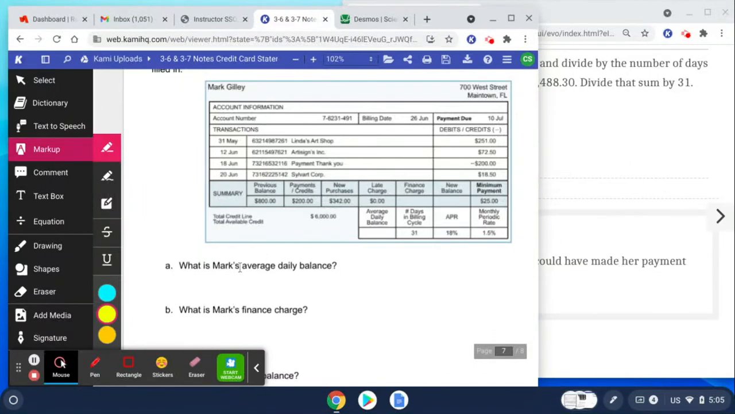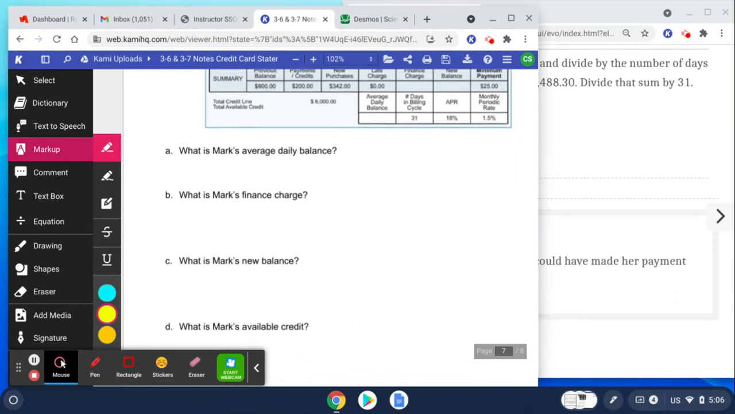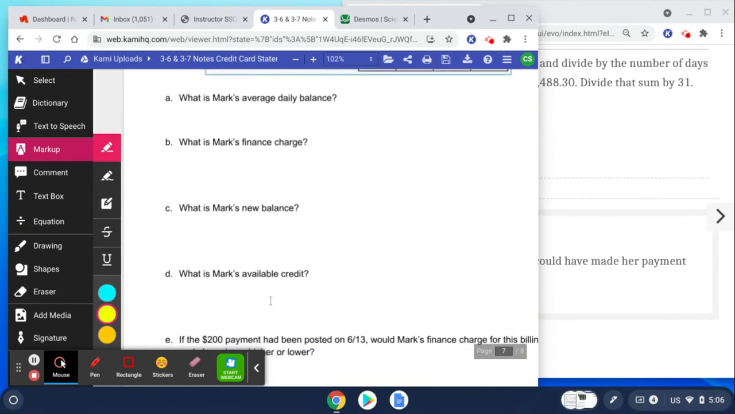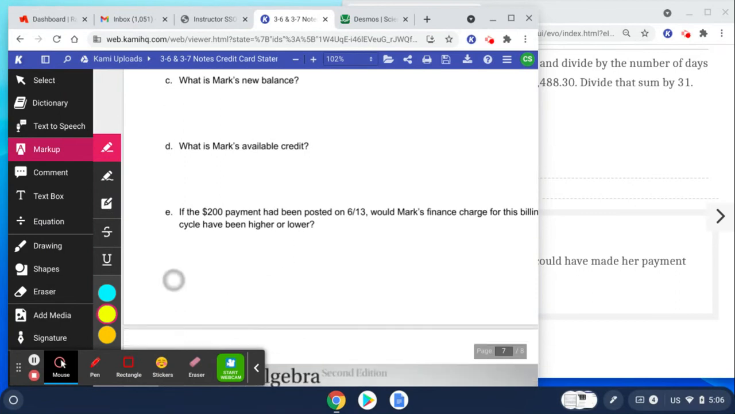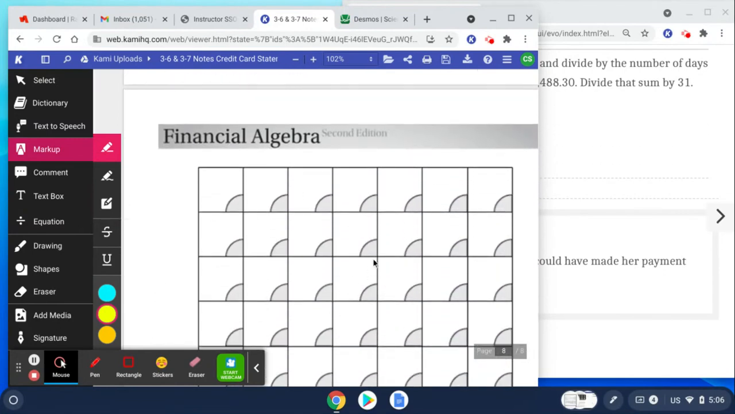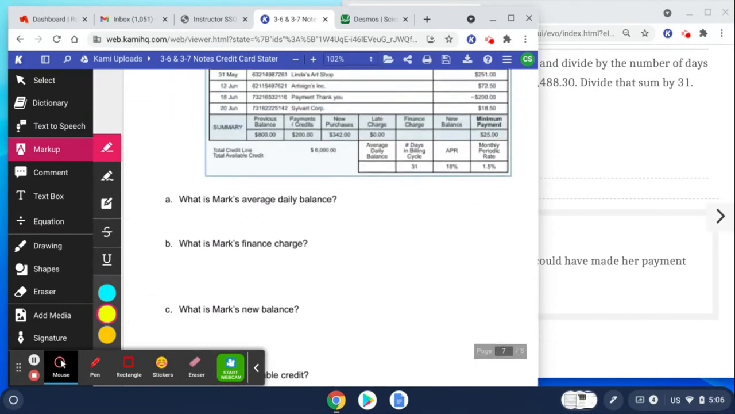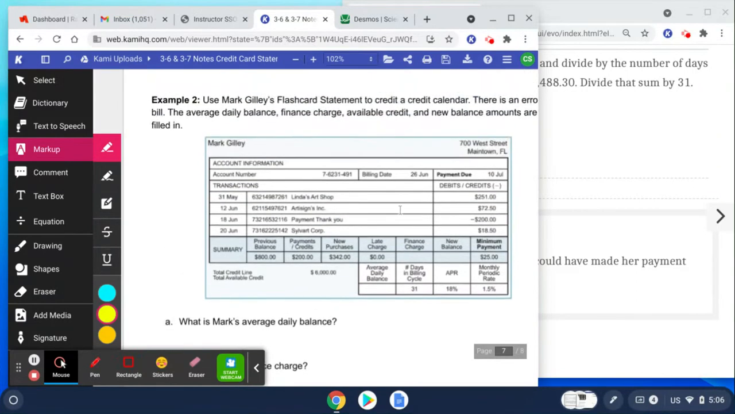Notice they want you to calculate the average daily balance. Okay, notice it's blank right here. After you get the average daily balance, then you can calculate the finance charge like we just did before. And then once you have that finance charge, then you can do the new balance from today's notes. And then what is Mark's available credit? You can subtract and get that. If the $200 payment had been posted on 6/13, would the finance charge have been higher or lower? How do you know? Here's a little calendar for you to use for Mark's average daily balance calculations.